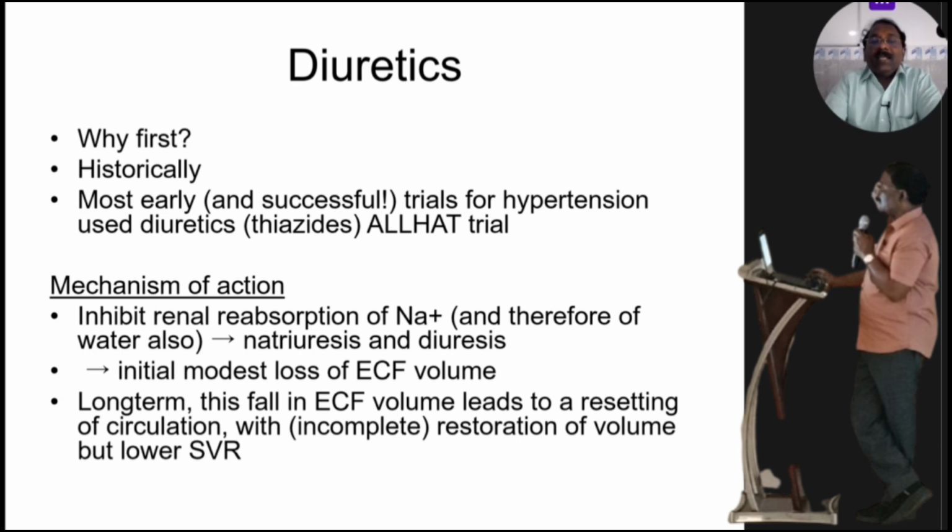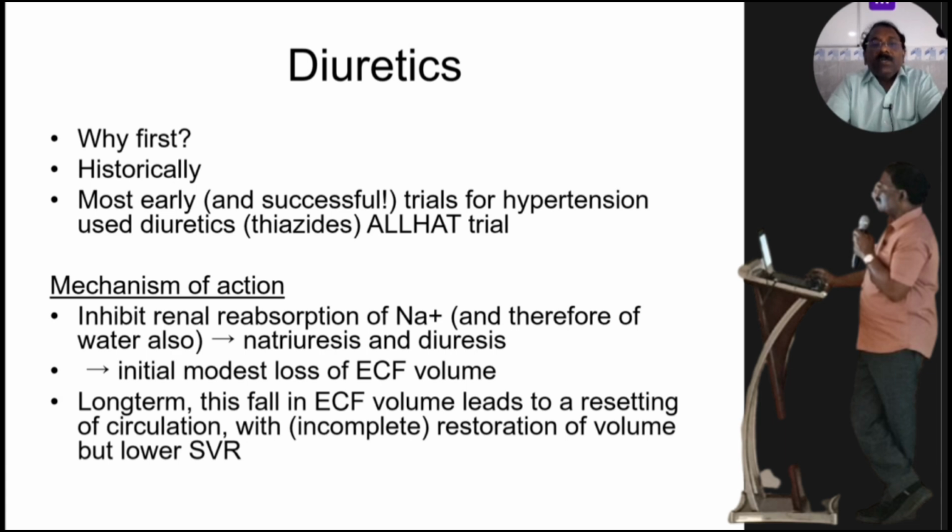So they inhibit the renal reabsorption of sodium. You all know that glucose and sodium are filtered in the glomerulus and again reabsorbed from the proximal convoluted tubule. So to prevent this reabsorption of glucose, we use SGLT inhibitors like dapagliflozin or empagliflozin. In the same way, to prevent the reabsorption of sodium, we use these diuretics. Along with the sodium loss, there is also water loss: natriuresis, and then diuresis.